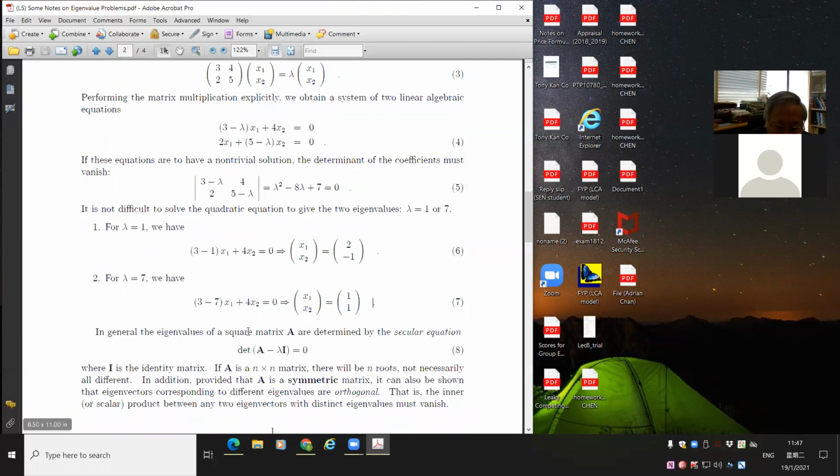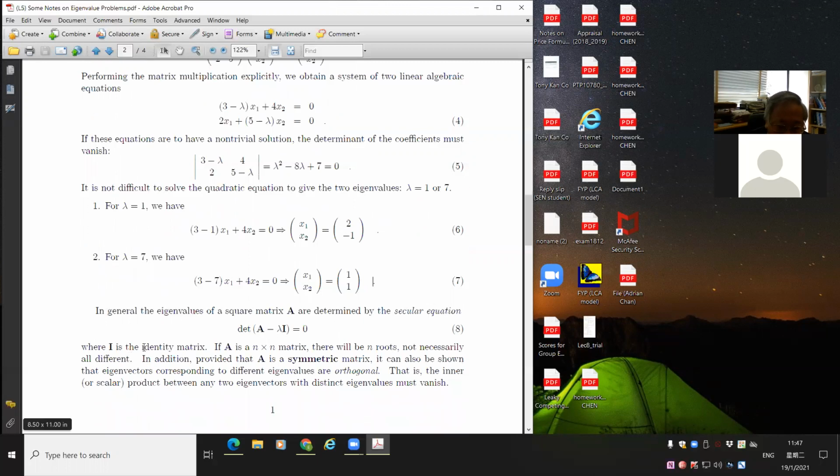Now, in general, the eigenvalues of a square matrix are determined by the secular equation, equation 8, where I is the identity matrix. If A is an n by n matrix, there will be n roots. In other words, we need to find the roots of an equation of degree n.